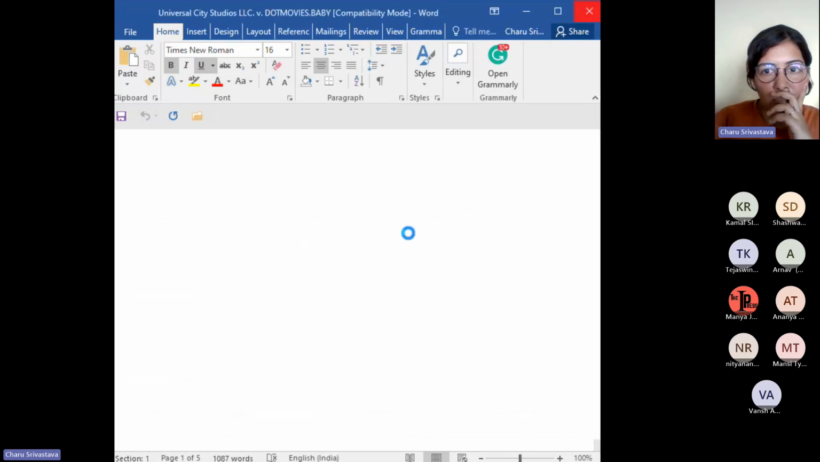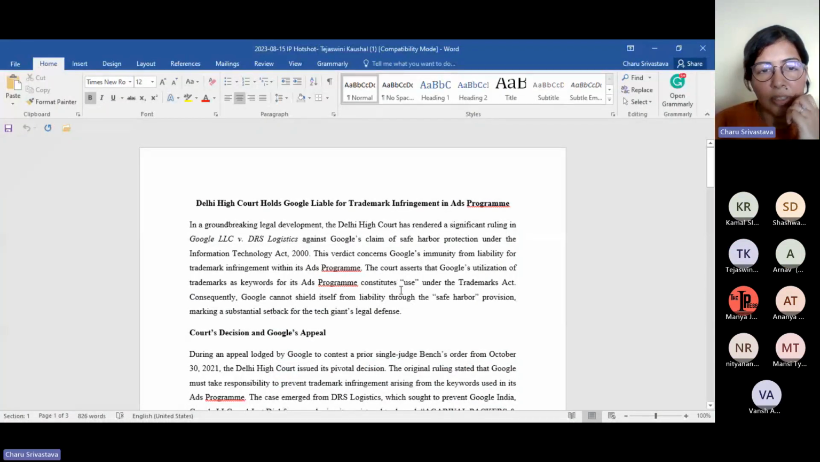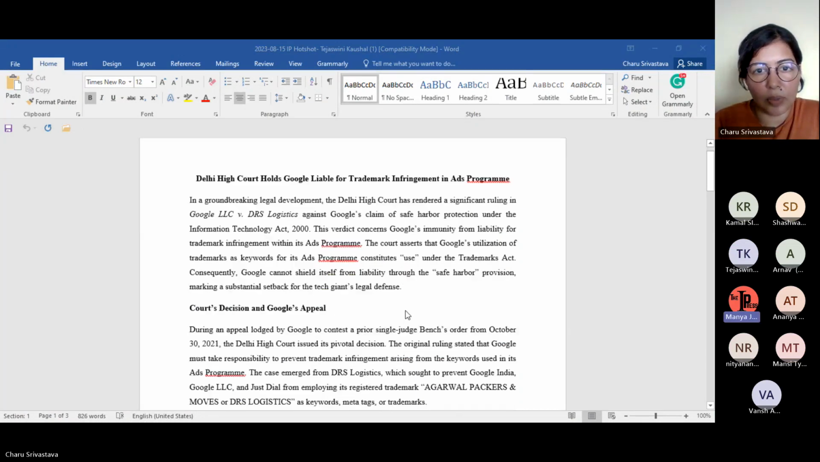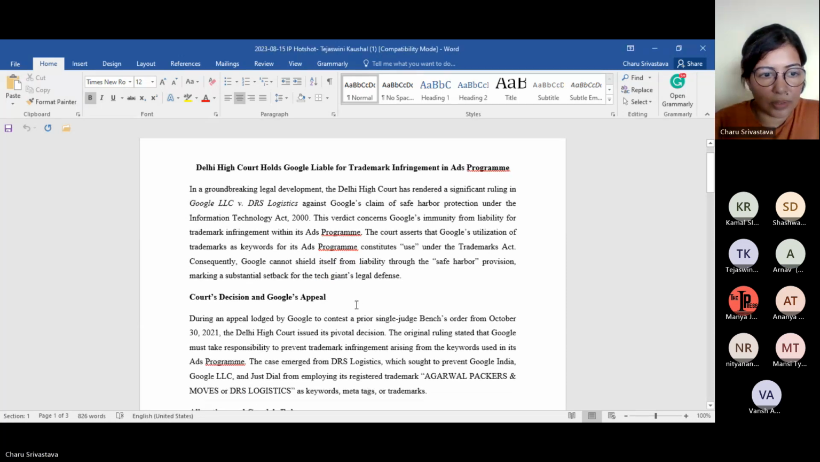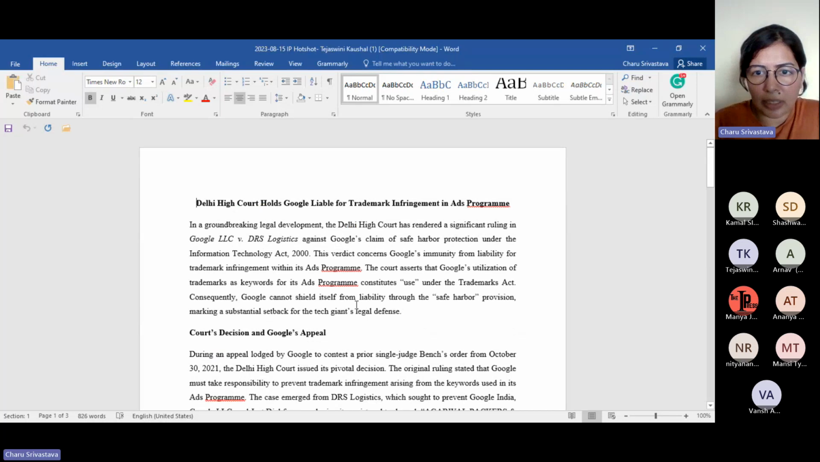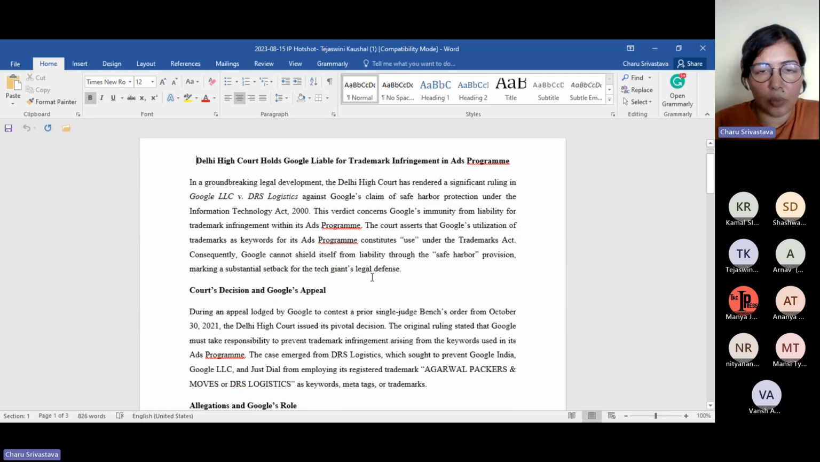If you want to look at the sample, I can ask Manya. She can share the samples with you. Another is... Okay, is my screen visible? Yes, ma'am. Okay, this is another case brief on IP hotshot. I think this is written by Tejaswini, if I'm not wrong. Yeah, this is also a good case brief.